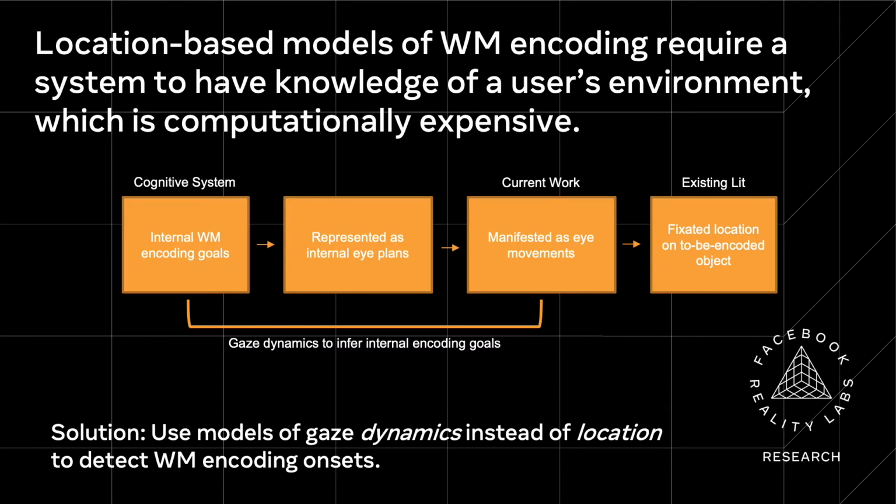Although previous work uses location-based models to infer working memory encoding intent, these location-based models are not practical with current technologies, as these models require a system to have knowledge of a user's environment, which relies on power-hungry cameras and computationally expensive computer vision models to track the location and identity of gaze targets. We instead propose to take a step back and use gaze dynamics to detect working memory encoding onsets, instead of location, to bypass these issues.